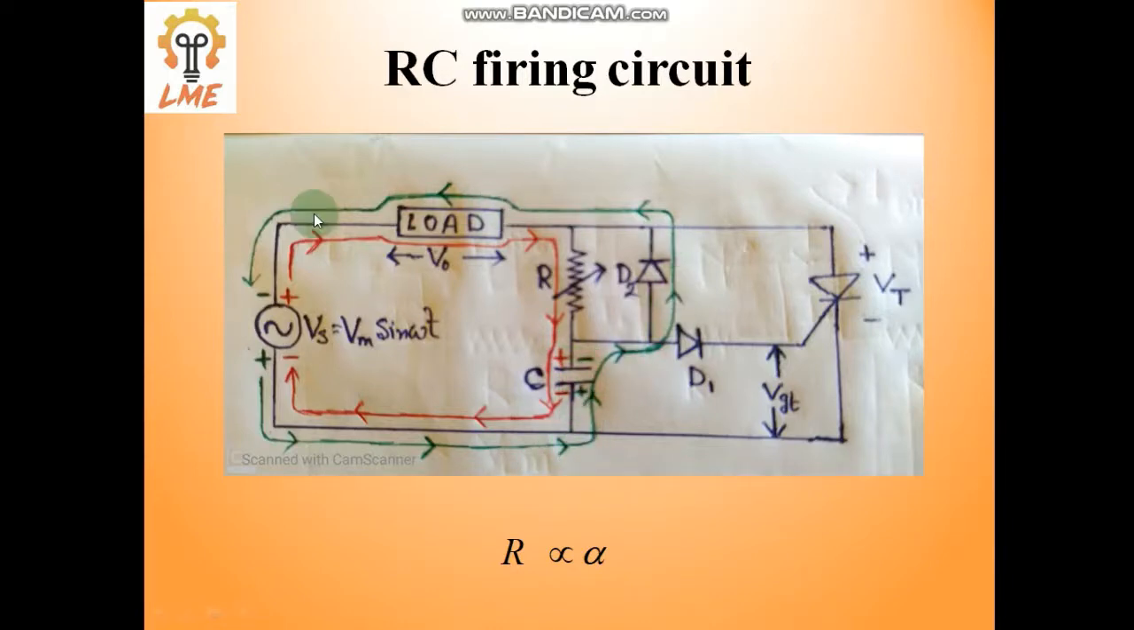This is the positive and this is the negative. In this way, the capacitor is charged. So in this way, the capacitor will be charged in the negative half cycle. Now comes the positive half cycle, meaning the red terminal. Here, the upper supply is positive and the lower is negative. So current is now flowing along this red line.